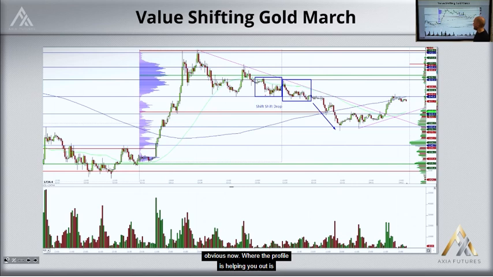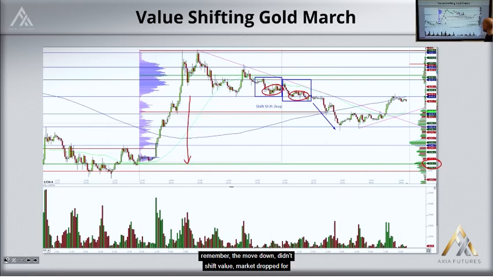Where the profile is helping you out is understanding that you are starting to see more acceptance lower down in these little ranges here. And this is what's dragging the market down, adding weight. So you're now looking at it thinking, okay, great. We can look for a break towards the downside and potentially take back the entirety of this move all the way back down towards sort of 15.15. Down to this level down here. That's what you can be looking for.